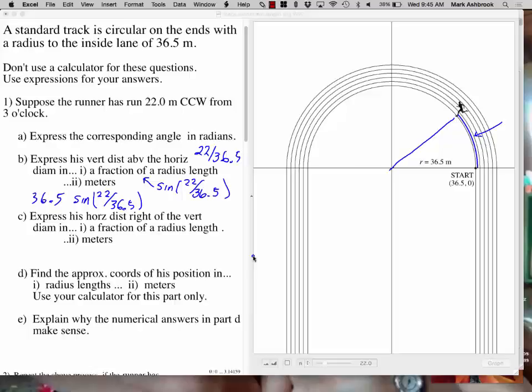Horizontal distance right of the vertical diameter as a fraction of the radius length. Jayu. Cosine 22 over 36.5. And then in meters, 36.5 times cosine of 22 over 36.5. Good. Okay, so now to get actually in radius lengths and in meters, we need our calculator to get good approximations for those.